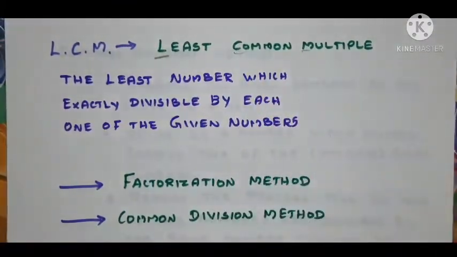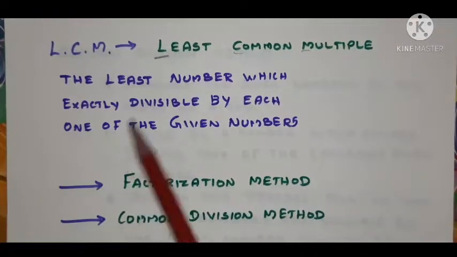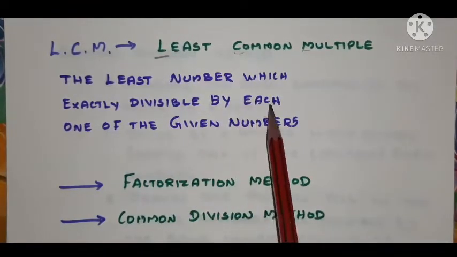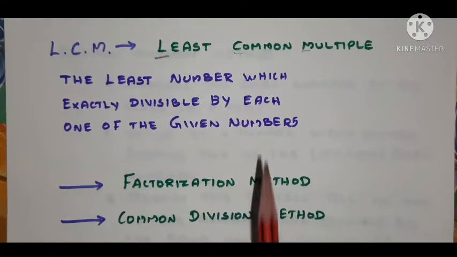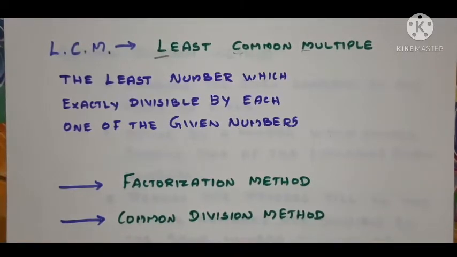So what do we mean by least common multiple? The least number which is exactly divisible by each one of the given numbers is called the least common multiple. So the smallest number which is exactly divisible by all of the given numbers without any remainder. That's what we mean over here. That number is called the least common multiple.